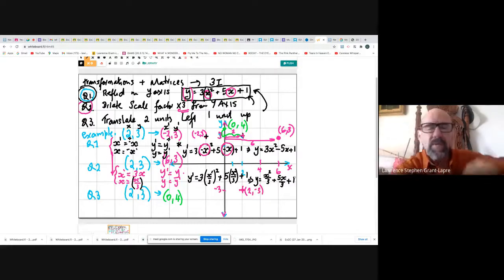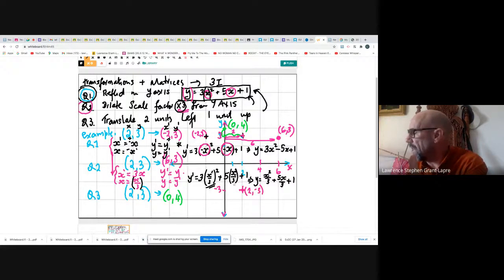Just look at this equation. For dilation of scale factor 3, what did we change our x into? X over 3. What if it was a scale factor of 4? X over 4. Yes. What if it was a scale factor of a half? It's only half the distance from the y-axis.